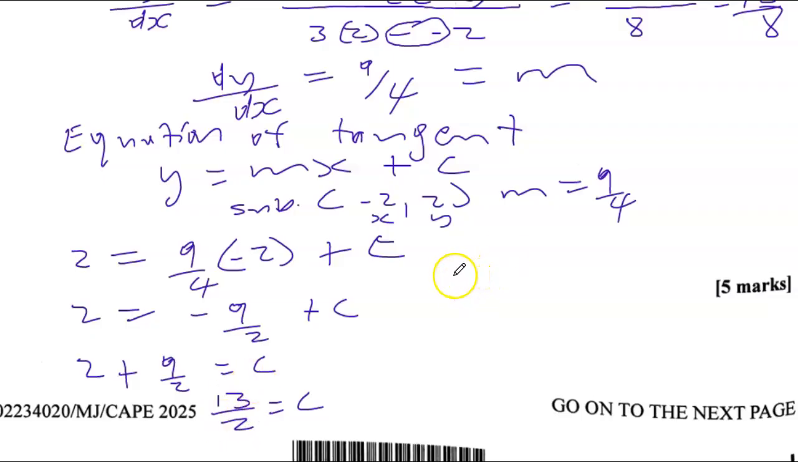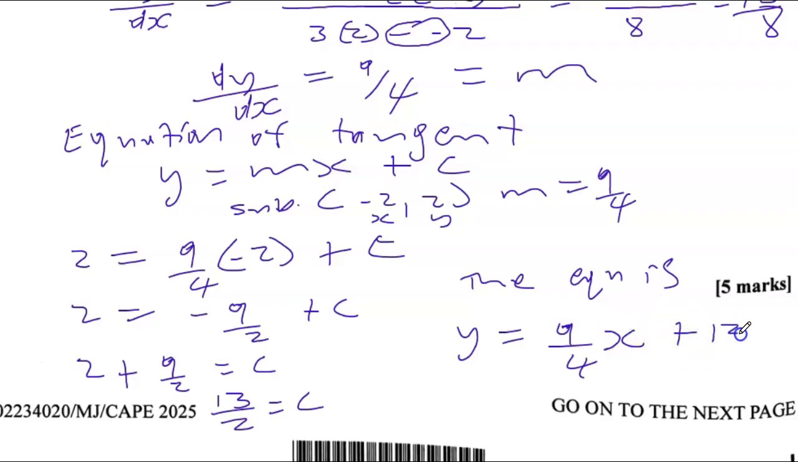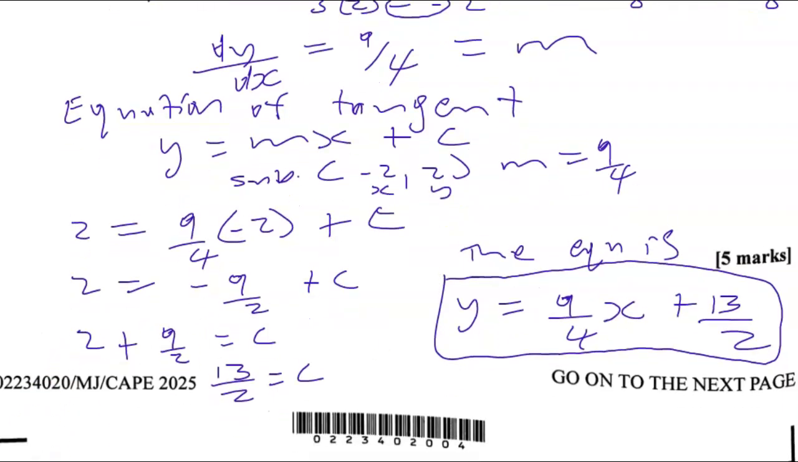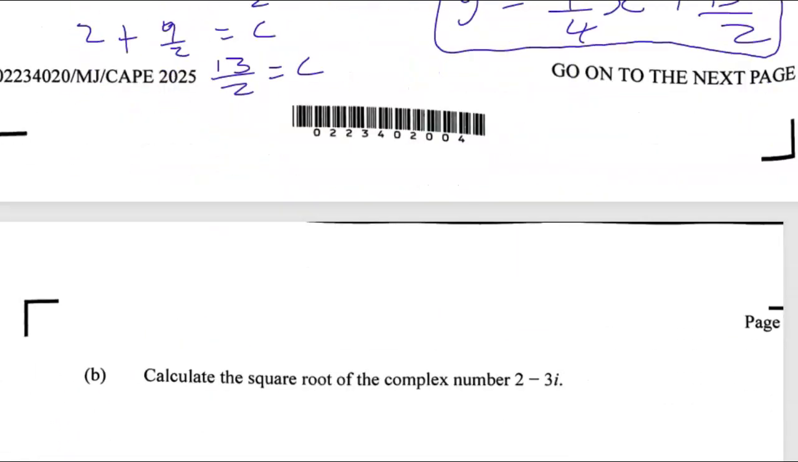So that means, therefore, that the equation of the tangent is y equal mx plus c. But we know the value of m is 9 over 4, so 9 over 4 x. And we know the value of c is 13 over 2. So this would be our solution. Let's move on to part B.